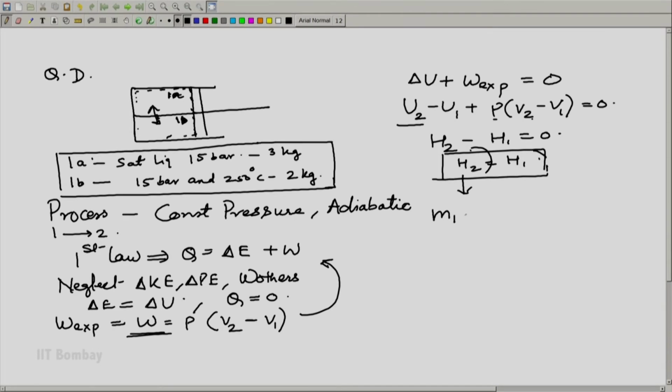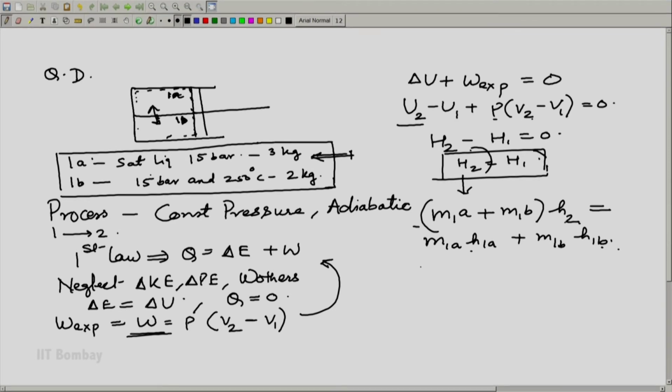So I can say now M1A plus M1B, that is the total mass at state 2, into H2, which is specific enthalpy at state 2, is equal to M1A H1A plus M1B H1B, alright. So this is state 2 and this is state 1, in which we have got compartments for A and B, alright here. So as we understand, the state A has 15 bar and saturated liquid.